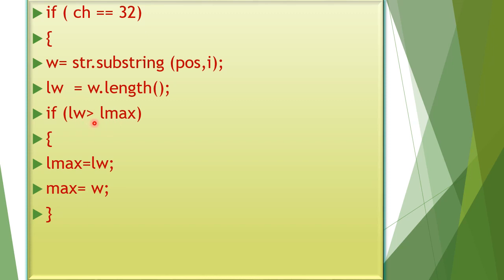So lw will be greater than lmax. Then that length which is stored in the variable lw will be stored in the variable lmax, and the first word will be stored in the variable max. Max we know is the variable for storing the longest word. So when the program starts executing, what is stored in the variable lmax will be the length of the first word, and what is stored in the variable max will be the first word.